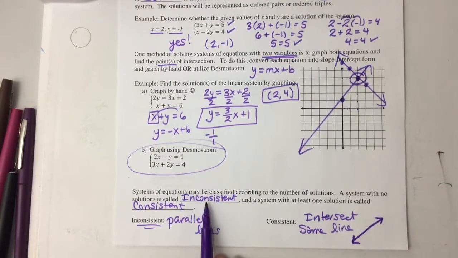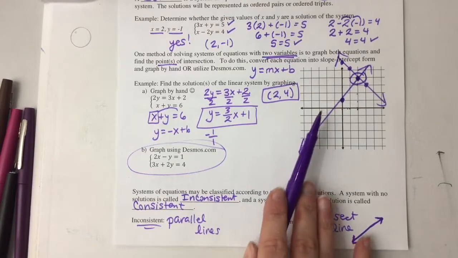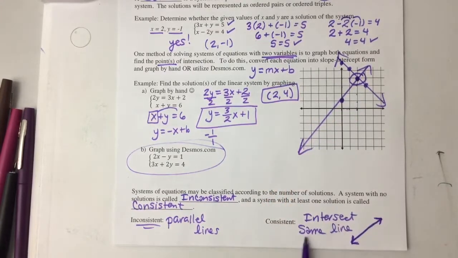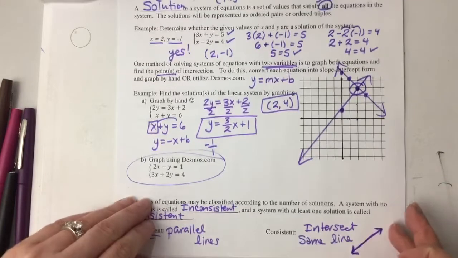Okay, so inconsistent, there are no solutions. When that happens, it's parallel lines. Consistent means that there is a solution. If they intersect, it would be one solution, the location where the two graphs do cross. Or if you end up with the same line, then it's an infinite amount of solutions because lines are infinite and any point on that line would be considered a solution.